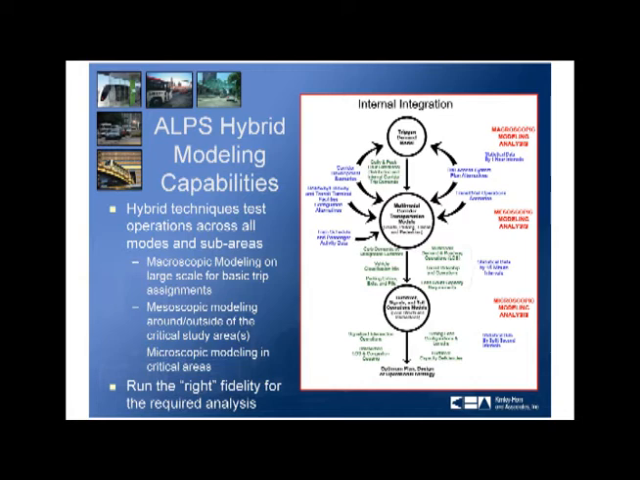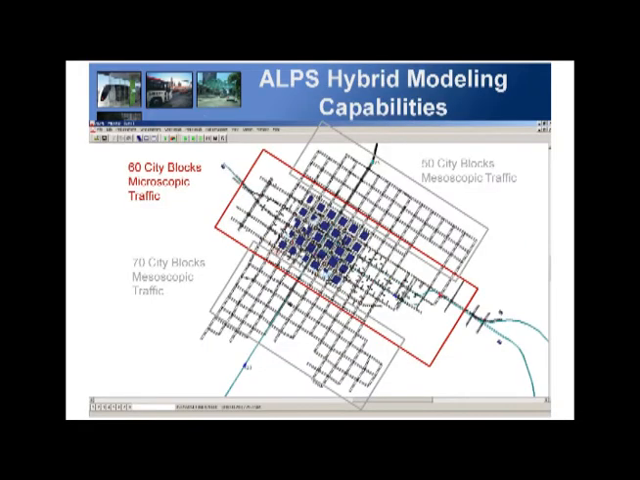I mentioned it earlier. This has a little more detail. Macroscopic, if you can read here, is on a large scale for basic trip assignment, like a regional demand model. Mesoscopic is where you're often zooming into a sub-regional area and you want to track the movement precisely of every vehicle as it makes its way through the network. And microscopic is where it's actually using driver logic as vehicles maneuver around each other. So how is that used? The downtown model that we did for Metro.